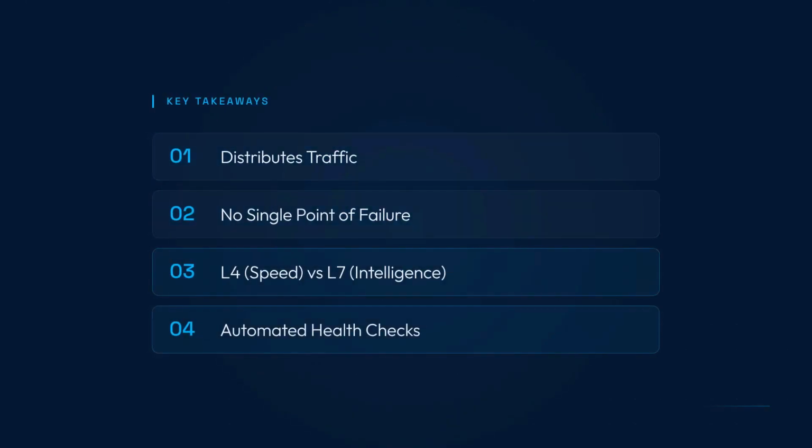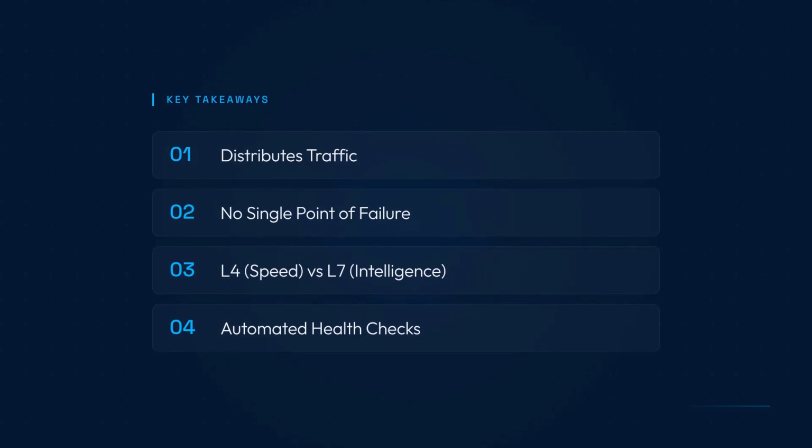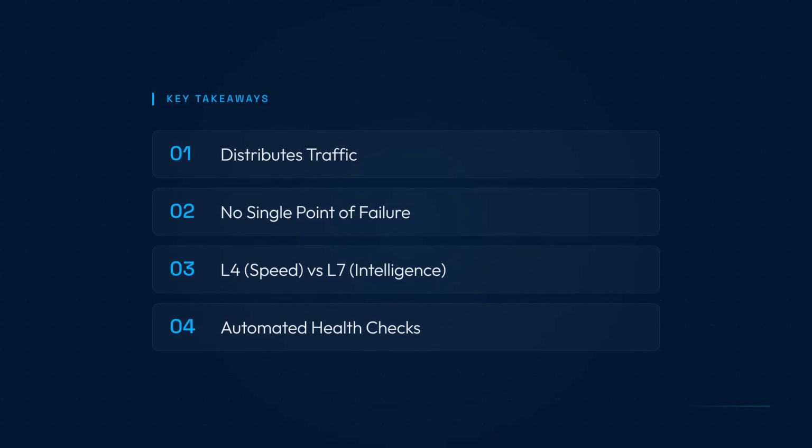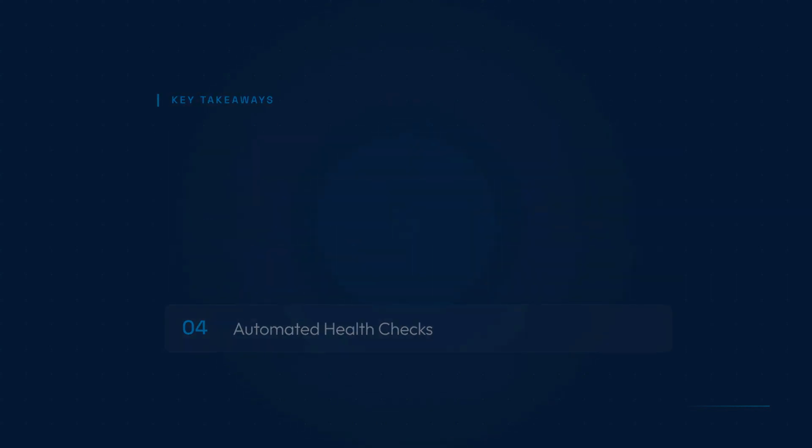To recap, load balancers solve bottlenecks and single points of failure by distributing traffic. You choose between L4 and L7 based on your needs, use algorithms like round robin or IP hash to manage the flow, and rely on health checks for zero downtime reliability. These are the fundamentals of scalable architecture.